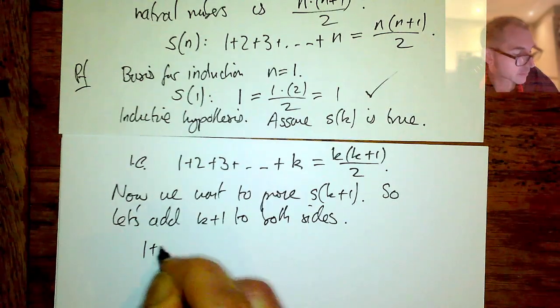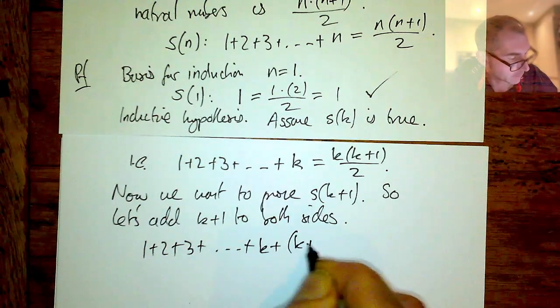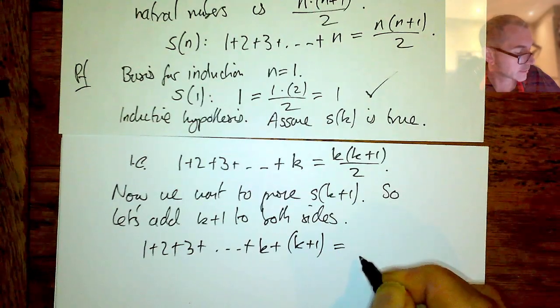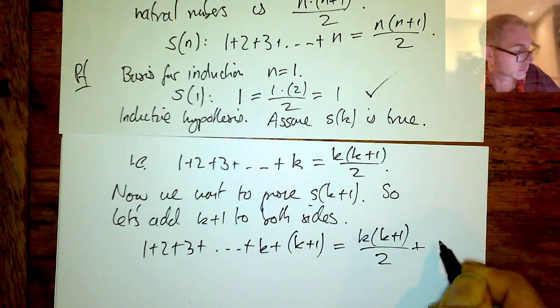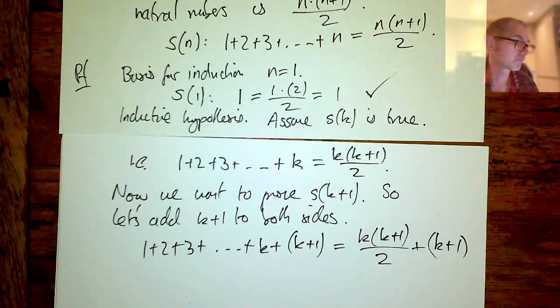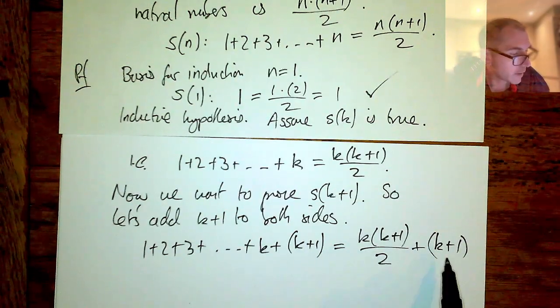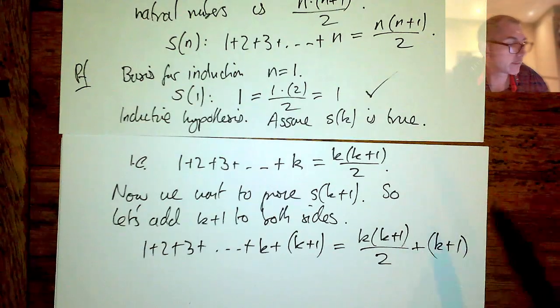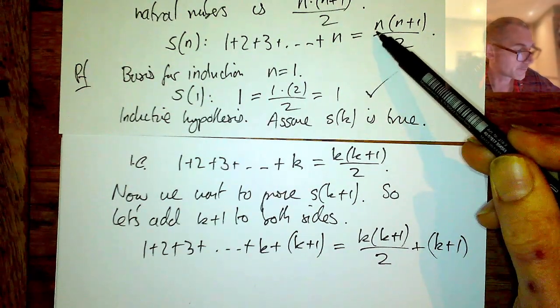And I get 1 plus 2 plus 3 all the way up to k plus 1. This is equal to k times (k plus 1) over 2 plus (k plus 1). So now I want to modify the right-hand side so it ends up looking like what I want it to look like when n is k plus 1.